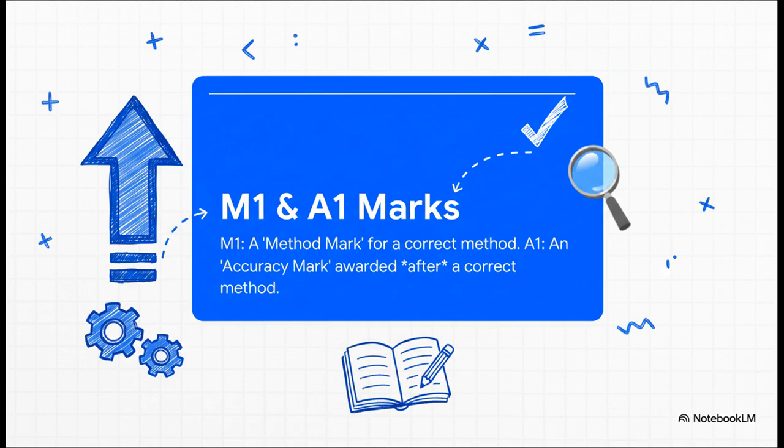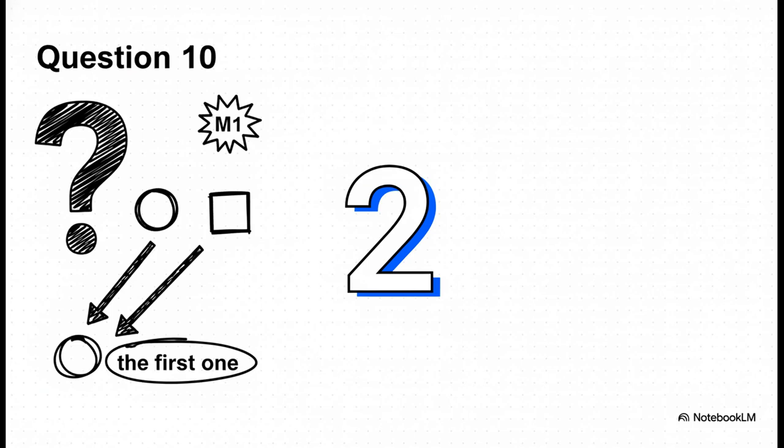The examiner has to see that you have a valid way of getting to the answer. Then you have the A mark, which is for accuracy, basically getting the right number. Now, here's the kicker. You can't get that A1 accuracy mark unless you've already earned the M1. Method first, then accuracy. So how do we lock in that crucial M1 mark for question 10? Well, the good news is the mark scheme actually gives us two clear, equally good ways to do it. Let's take a look at the first path.